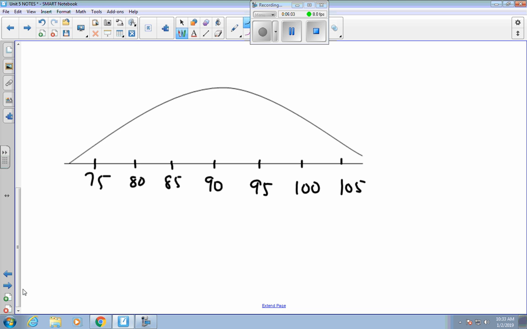So I'm going to interpret this a little different just so it's easier for you to see what is going on. I am going to say that this curve has a mean of 90 and a standard deviation of 5. The mean is always in the middle. The standard deviation of 5 means it goes up 5 for every standard deviation and down 5. So if I follow the 85 up here, and the 95 up here, what are those 2 points called?